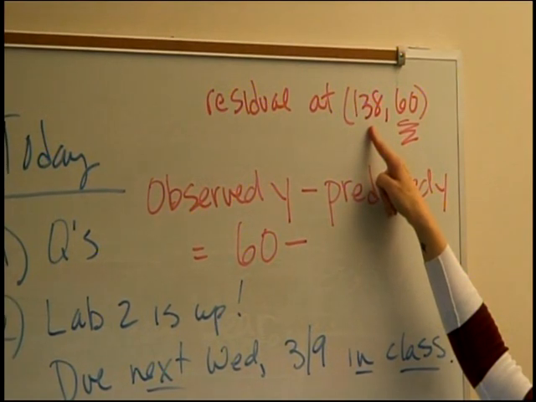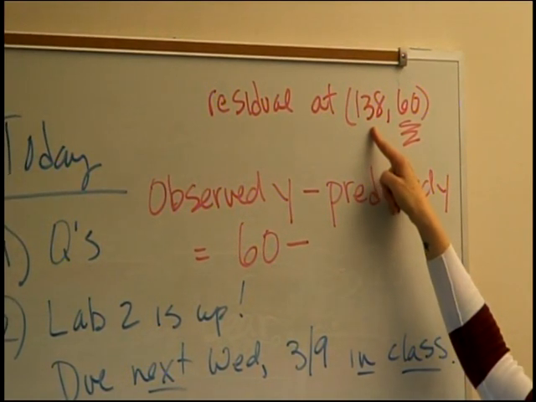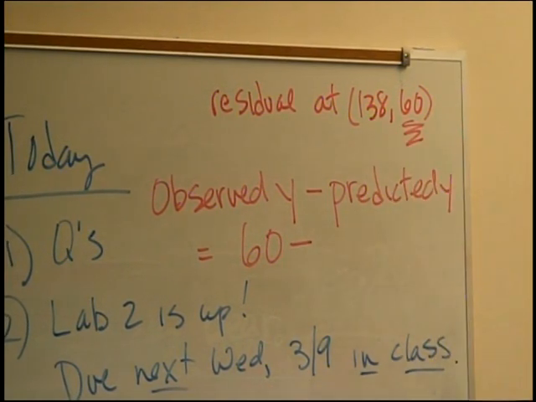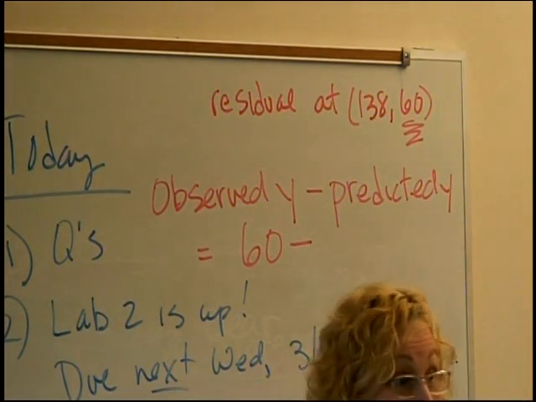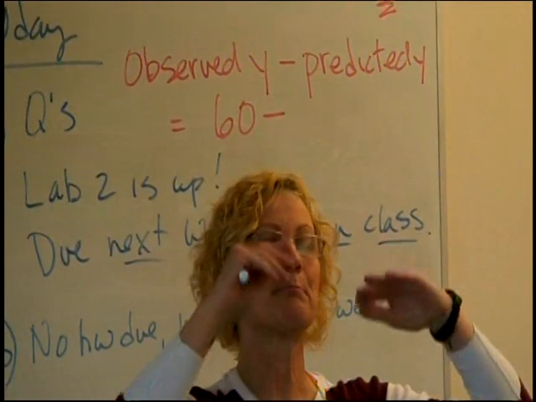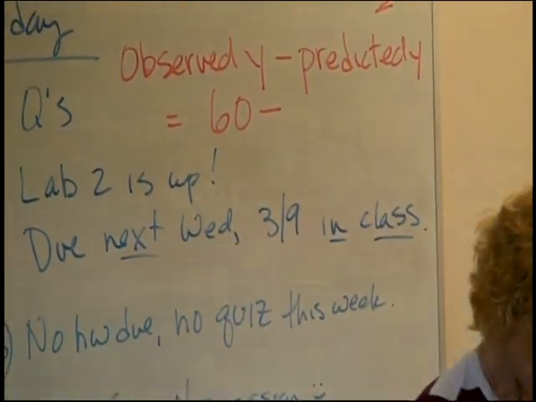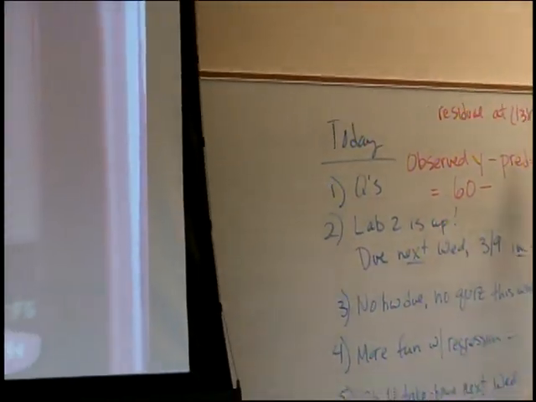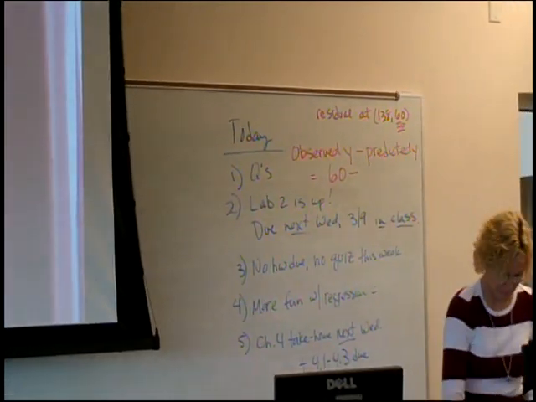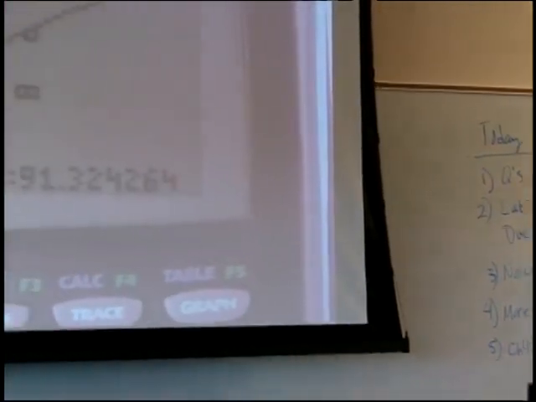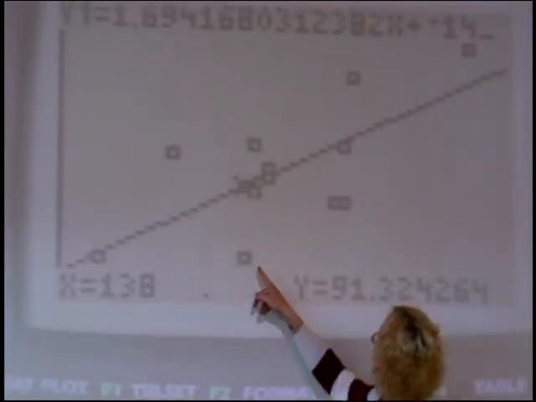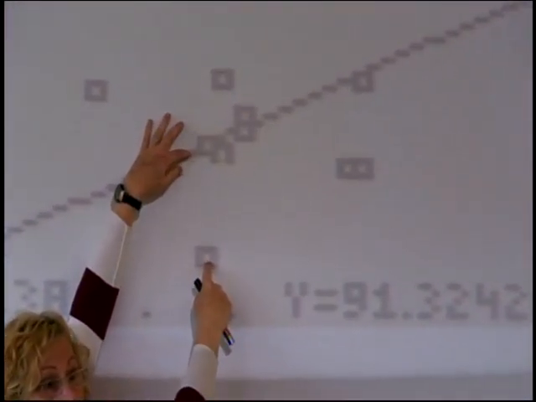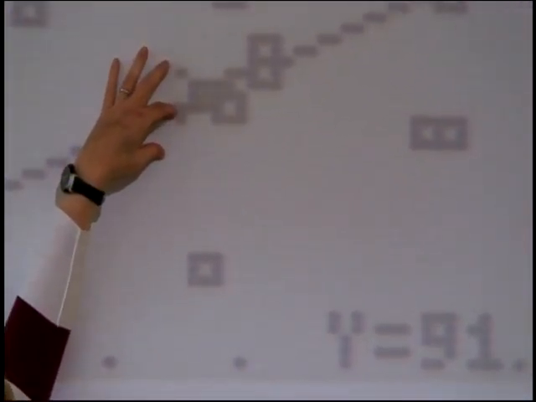So how do you find that? Somebody tell me how we're going to find that. Go ahead. Courtney, right? You have your cursor on the line and you type in 138. Perfect. So we're going to scoot onto the line, and then we're going to type in this value of X. And there's our predicted Y. And you can see it is vertically right above that observed Y. It's vertical distance.